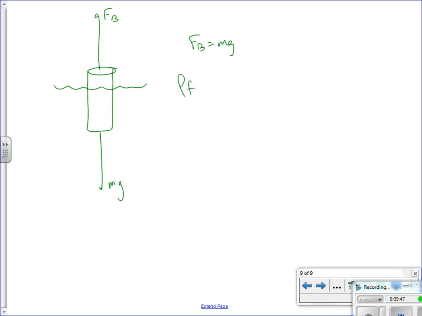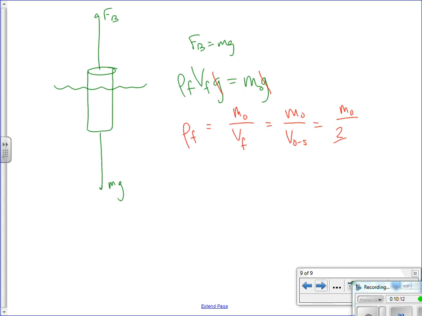This is rho fluid, V fluid G equals M object G. We want to know the density of the fluid, so let's get rid of the G's. Density of the fluid, rho fluid equals mass object over V fluid. Well, that's V object submerged, which is 2/3 V object, right? Equilibrium is established when 2/3 of the object is submerged. So that means that rho fluid is 3 mass of the object over 2 V object.